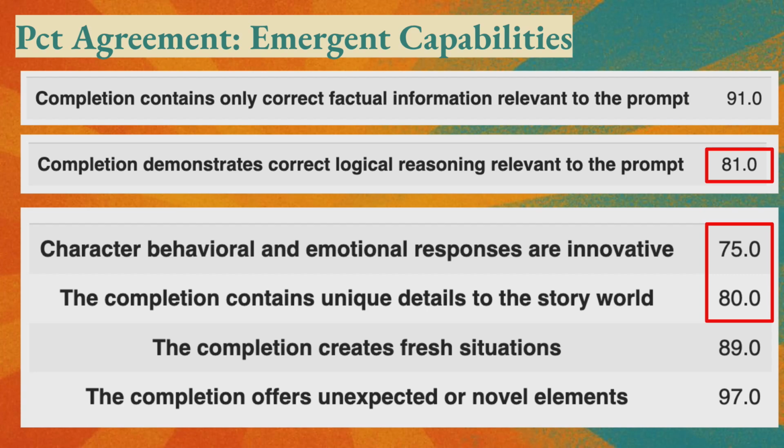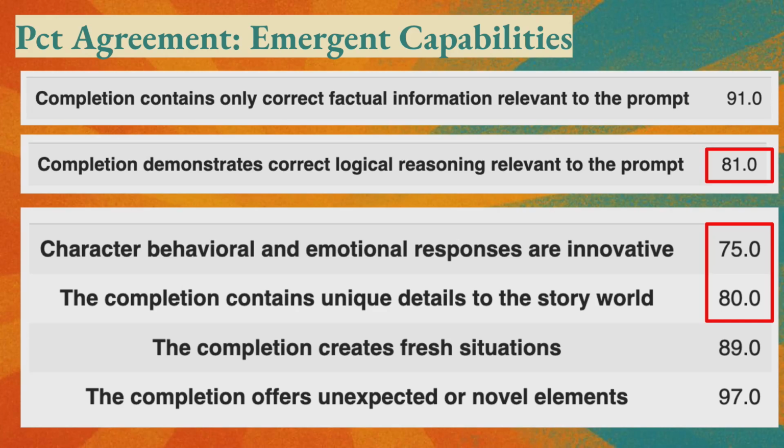So let's now look at each criterion one at a time. So when we're looking at the factual knowledge criterion, there's only one, so there's 91%. If we look at the reasoning criterion, there's only one, so that's 81%. For creativity, character, behavioral, and emotional responses are innovative. That was the lowest scoring prompt. Haiku and I did not agree 25% of the time. And whether the completion contains unique detail, we only agreed 80% of the time.